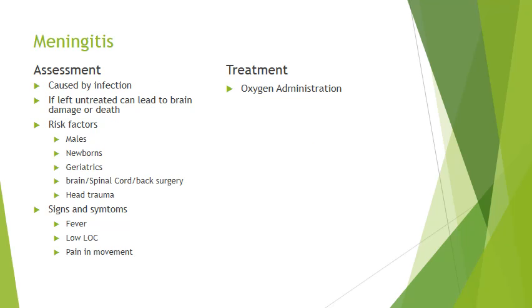So meningitis is caused by infections. If it's left untreated, it can lead to permanent brain damage or even death. Some of the risk factors include being male, newborn, or geriatric, having brain or spinal cord or back surgery, or having a head trauma. Signs and symptoms include fever, low level of consciousness, or pain and movement of the neck. And our treatment is oxygen administration, and you want to transport them to a hospital.